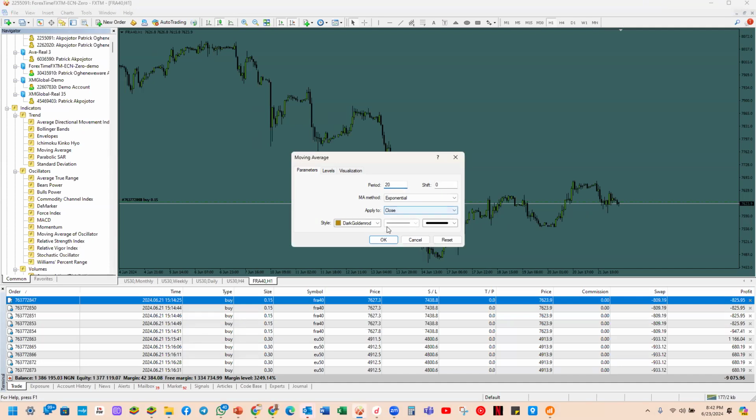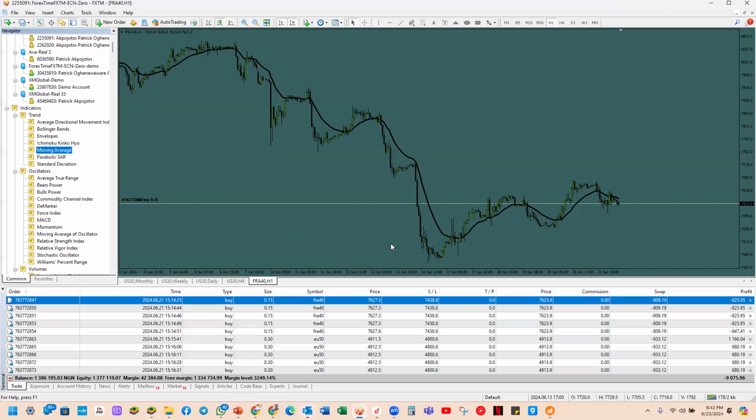I change 14 to 20. Okay. And I can change the color. Let's say I want the color to be black. I say black, and I say I want the thickness to be this. Okay. And I say okay. It will show you a black moving average, right?